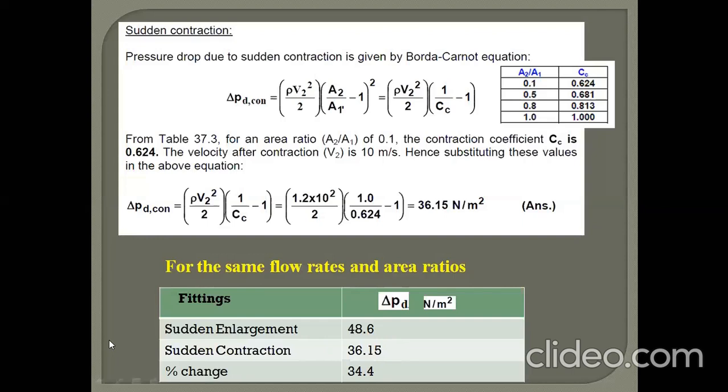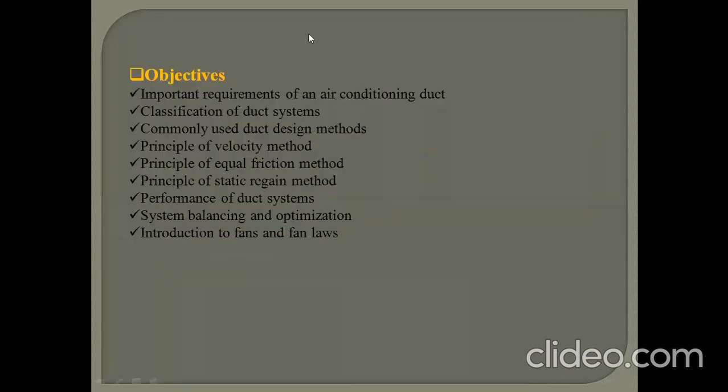So while designing the duct network, you should always try to avoid sudden enlargement. But as I told you, because of practical limitations like the building design and aesthetic requirements, you cannot always avoid sudden enlargement. Wherever possible, avoid sudden enlargement and prefer sudden contraction. But that depends on the requirements of the air conditioning, the building design and the air conditioning parameters, which are important.